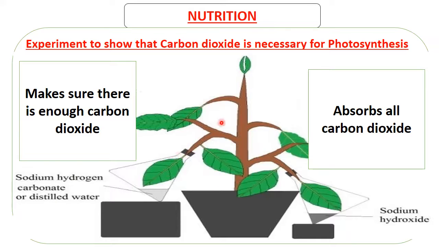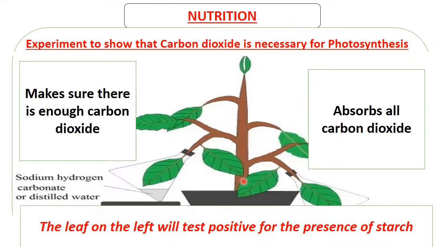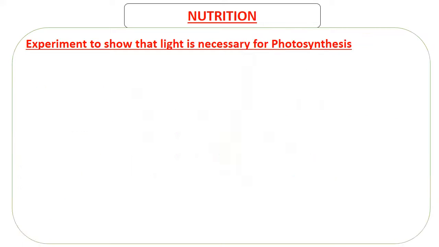So after you leave this in the sunlight for hours, you can test your leaf for starch by adding iodine solution to each of these leaves. And when you do that, what you are going to discover is the leaf on the left, the one with enough carbon dioxide, will test positive for the presence of starch, while this one is not going to test positive.